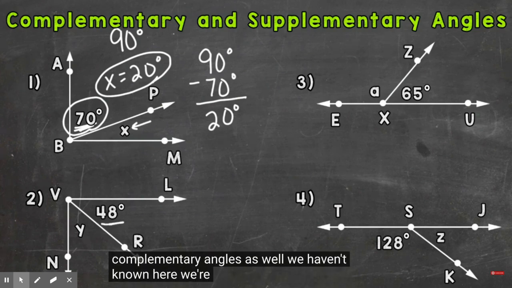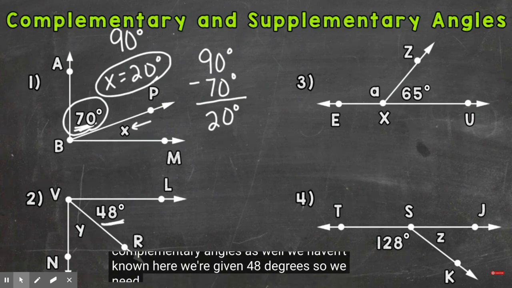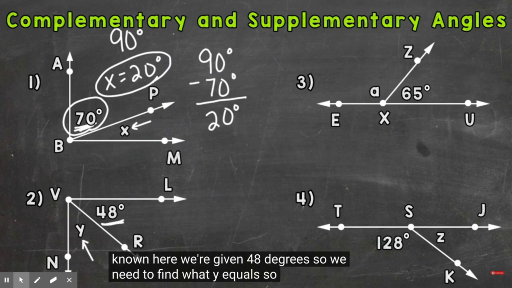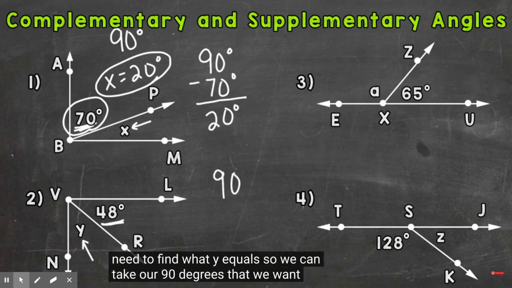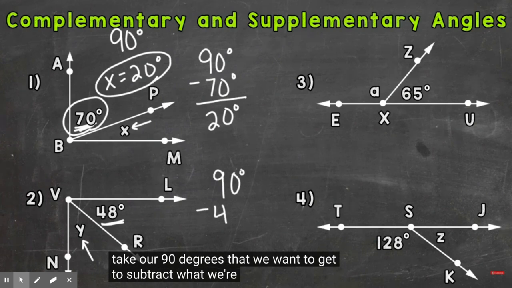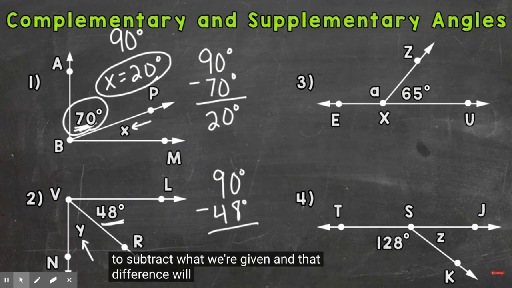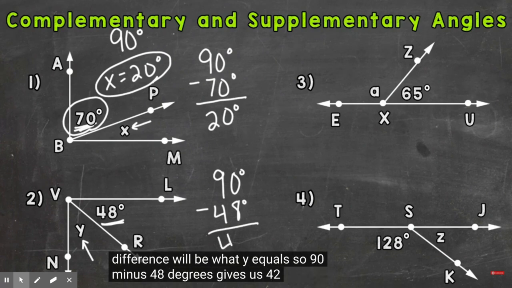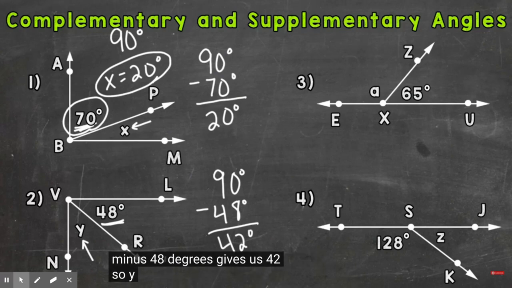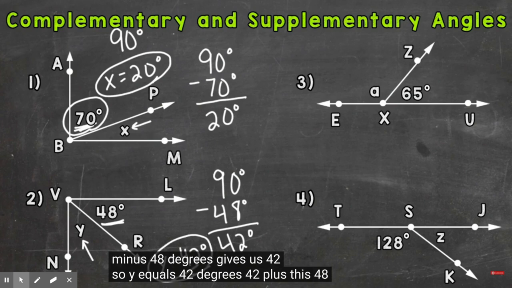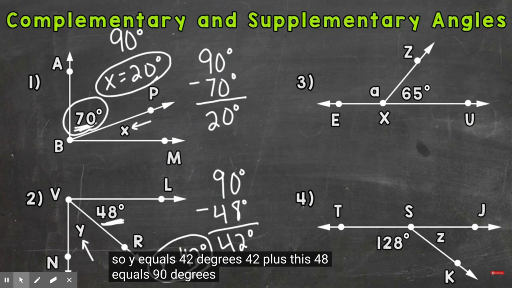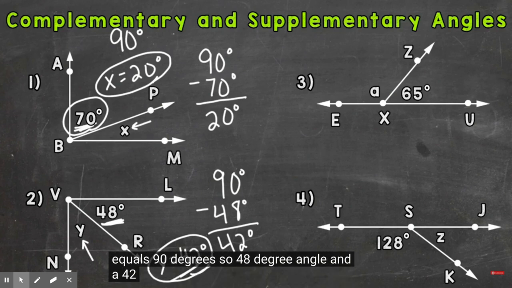We have a known here. We're given 48 degrees, so we need to find what y equals. So we can take our 90 degrees that we want to get to, subtract what we're given, and that difference will be what y equals. So 90 minus 48 degrees gives us 42 degrees. So y equals 42 degrees. 42 plus this 48 equals 90 degrees. So 48-degree angle and a 42-degree angle are complementary.